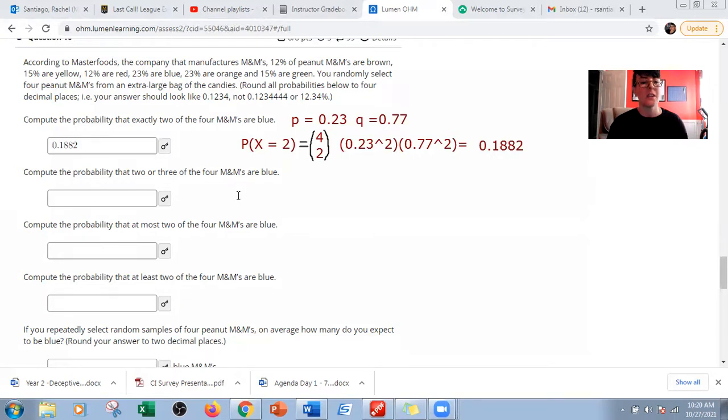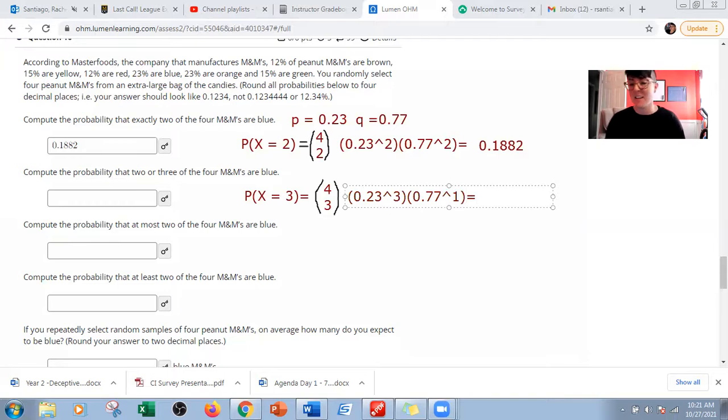That's the next one we want to find. The cool thing about this is because we already found X is equal to 2, in order to find X is 2 or 3, what are we going to do with those probabilities? We're just going to add them. Yeah, that's it. If you know the probability of choosing exactly 2 blue M&Ms, and you know the probability of choosing exactly 3 M&Ms, then the probability of choosing 2 or 3 is going to be the sum of both of those. Now remember with this one, we're choosing 3 M&Ms to be blue, which means out of the 4, only 1.